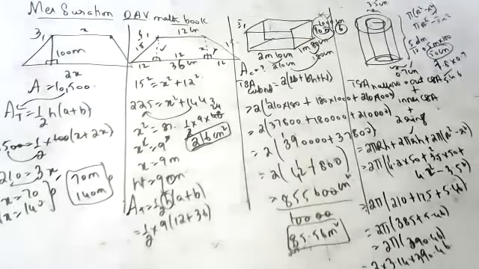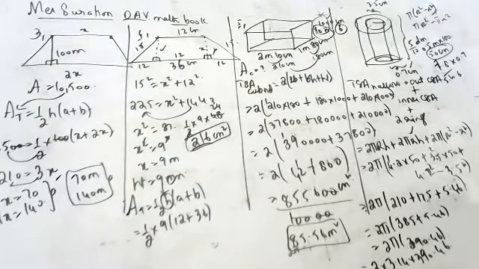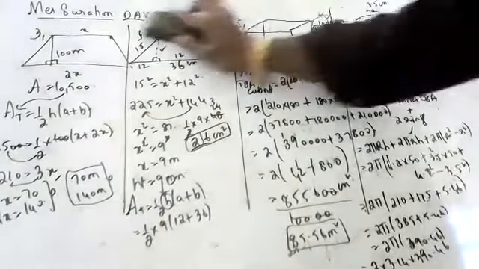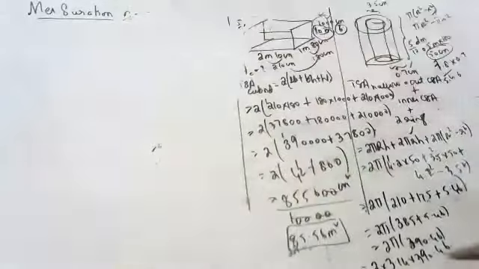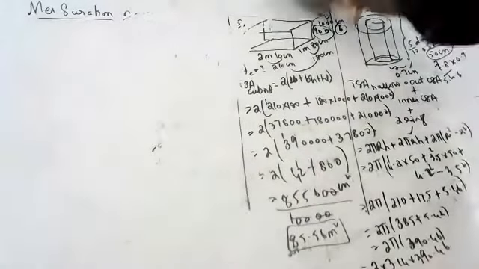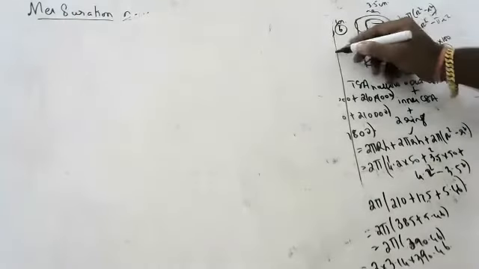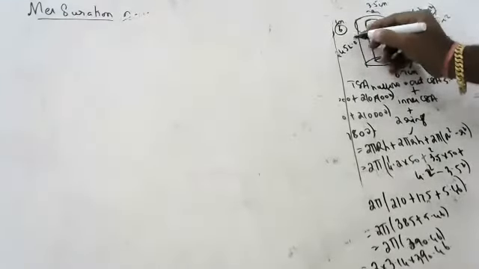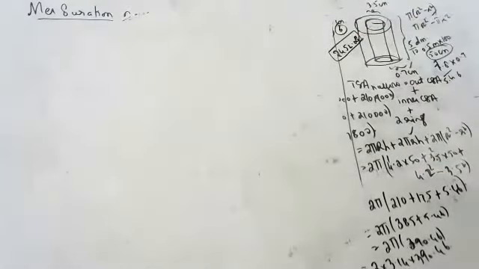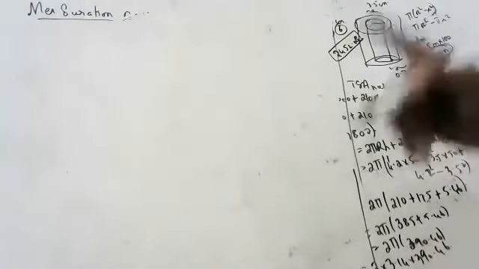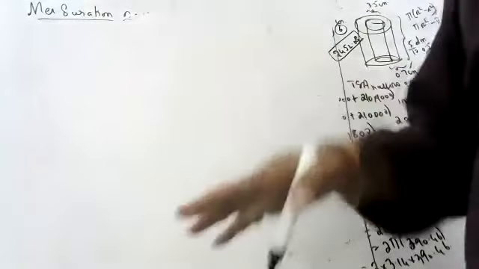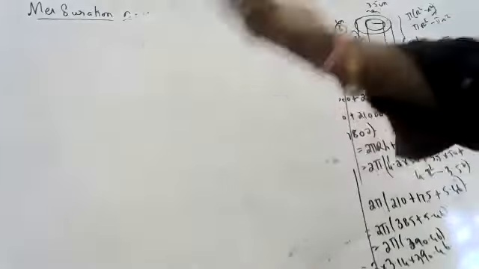Yes, children, can anyone help me? Sir, 3.14 into 2 into 390.46. Sir, 2452.08. 2452.08 centimeter square is the area of that hollow cylinder. Outer CSA, inner CSA, upper ring, down ring.